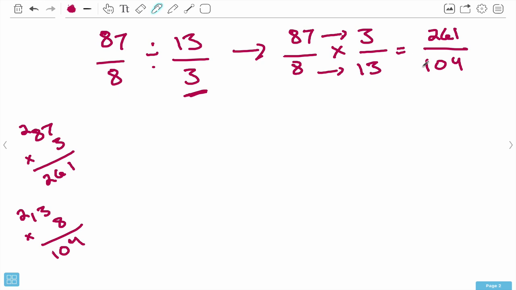So our new fraction is now 261 over 104. Now remember, that's the correct answer, but they're probably going to want you to simplify it to the simplest terms. So like we did before, we're going to divide 261 by 104. So let's do this.